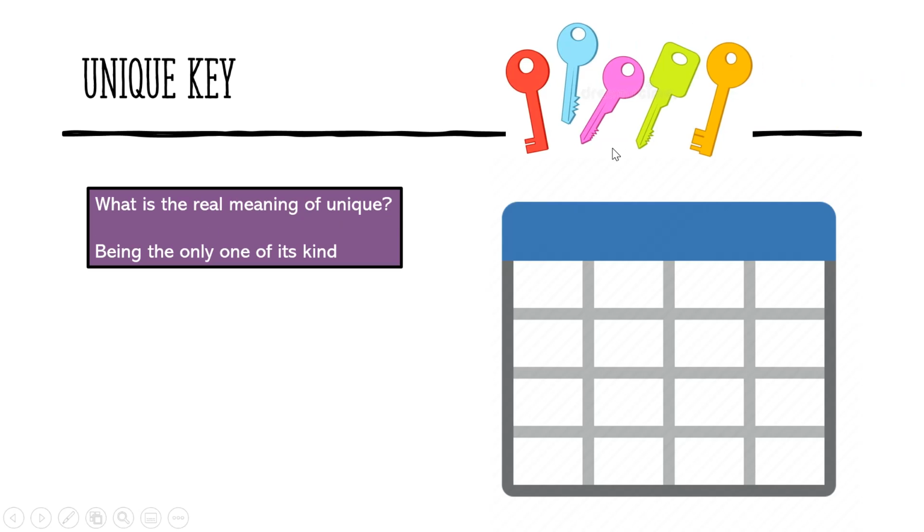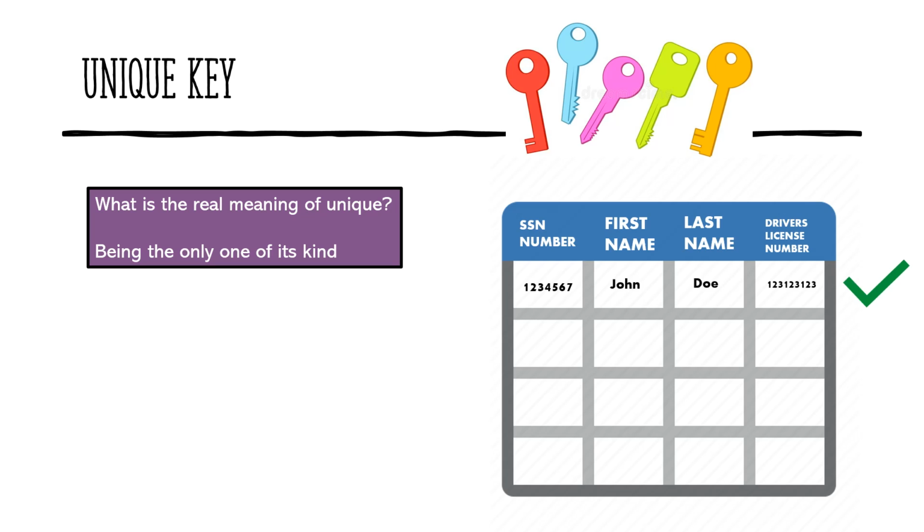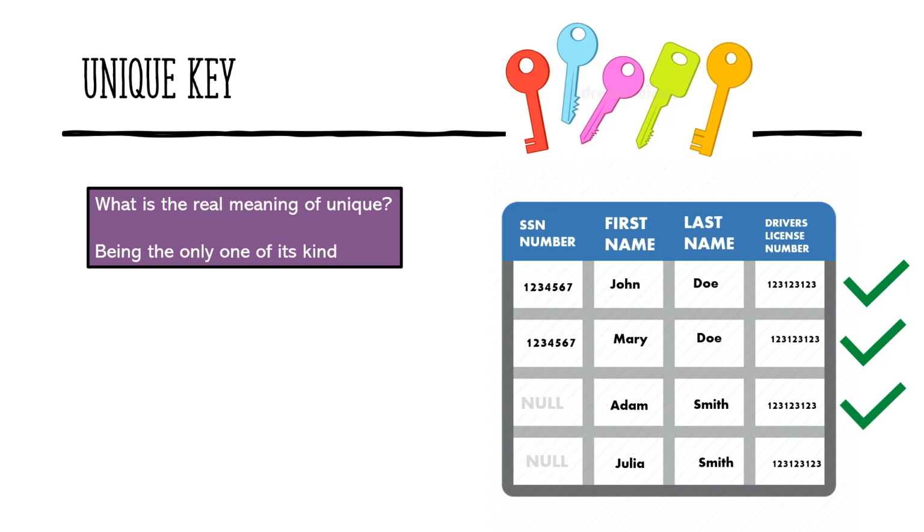So if we take an example of this table where we did not find any constraints on it and try to insert this data, it will get inserted. Another row with the same SSN number here, it will get inserted. Another row with no value on SSN number, it will get inserted. Another row with a null value with different first and last name, and it will get inserted.